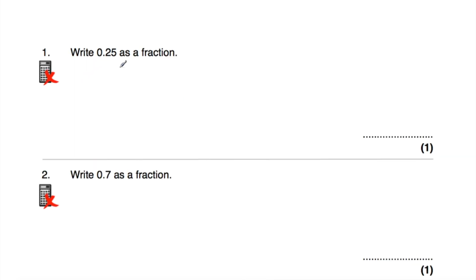Question number 1 says to write 0.25 as a fraction. Now this is a very important decimal, 0.25, and it's one that you should know off by heart. So if you see 0.25, you should know that 0.25 is equal to a quarter. So you should know that a half is 0.5, a quarter is 0.25, and so on. So if you ever see 0.25, you should be able to write down straight away that it's equal to a quarter.